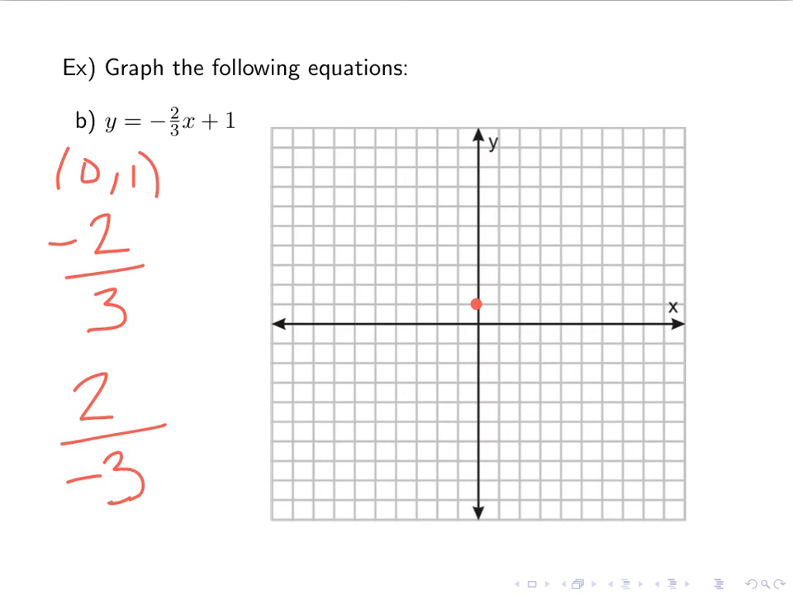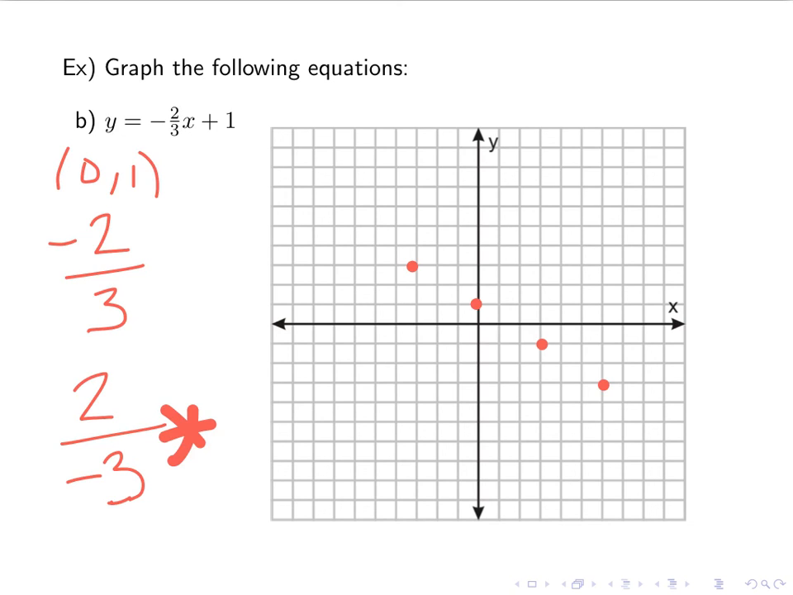It's going to have to be either with the run or with the rise. So if I use my negative 2 over 3, I'm going to go down 2 and to the right 3. And I have that point. And again, I could do it again, go down another 2 over another 3. Or, like I said before, I could use the 2 over negative 3. If I use the 2 over negative 3, then I'm going to go up 2 and to the left 3. Okay, so you have options.